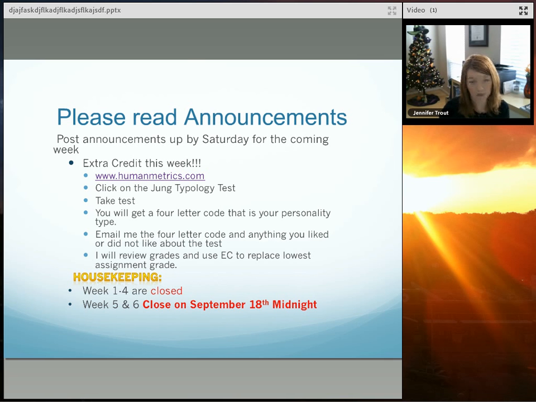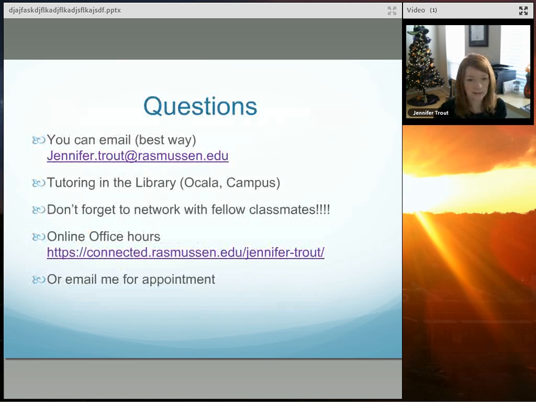The 4-letter code that you get after taking the Jung Typology test or the Myers-Briggs test is really what it is. So weeks 1 through 4 are closed, and then of course 5 and 6 close September 18th at midnight when everything shuts down. If you have any questions, comments, concerns, you need to email me.